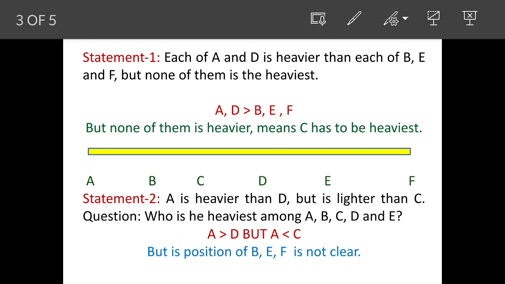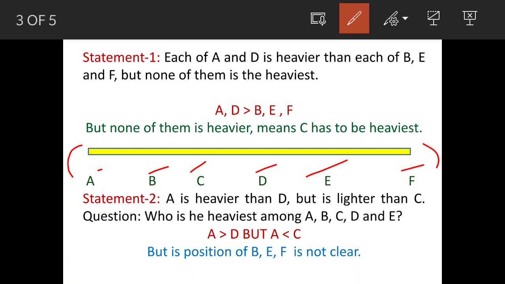Now statement 1 we will examine. I have drawn the line here indicating all the characters A, B, C, D, E and F. Now statement 1: A and D are heavier than each of B, E and F. So here I represented A and D greater than B, E, F. Now, but none of them is heaviest.